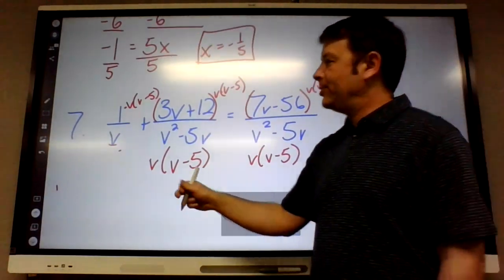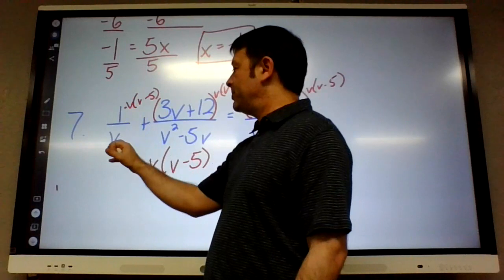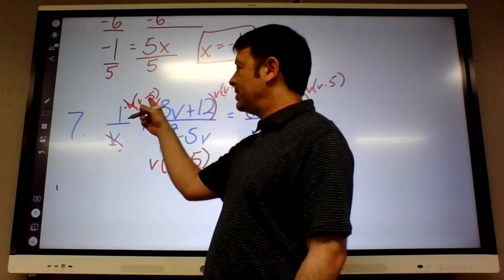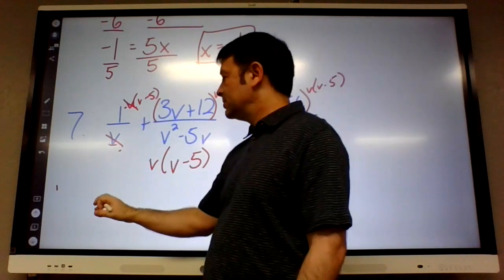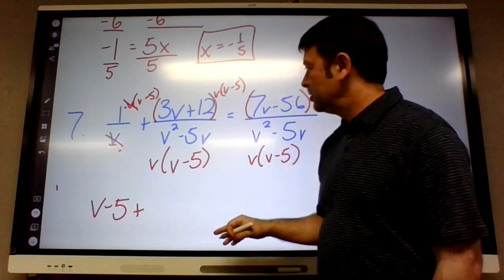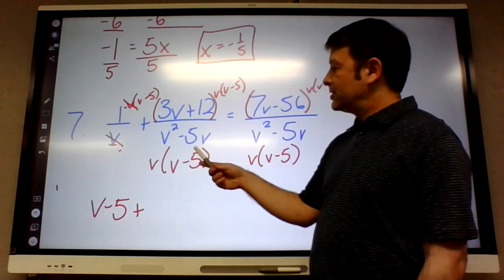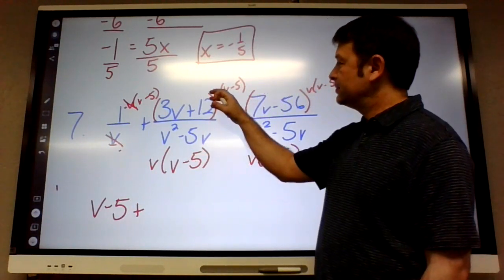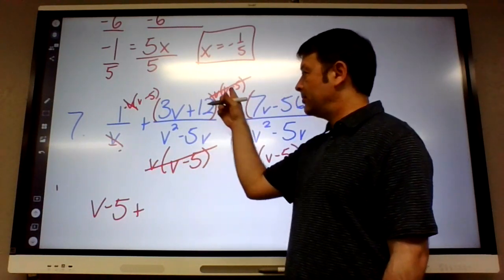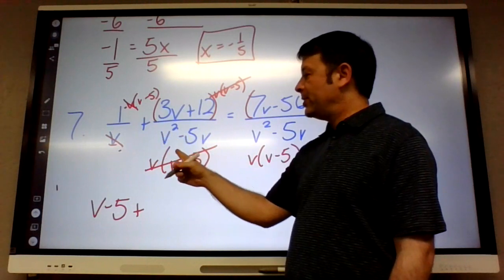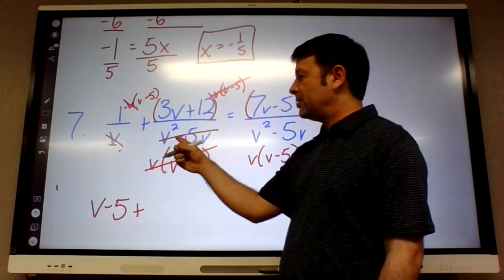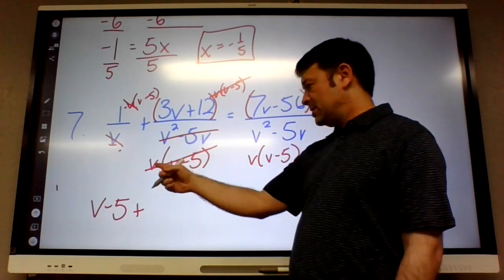Okay, but before we multiply, we can reduce. V divided by v goes away. So we just have 1 times v minus 5. Then over here, what's going to cancel out? V minus 5, the whole numerator and denominator. Okay, which by the way, these two are the same thing. So if this can't, we kind of ignore that after. These two are the same.